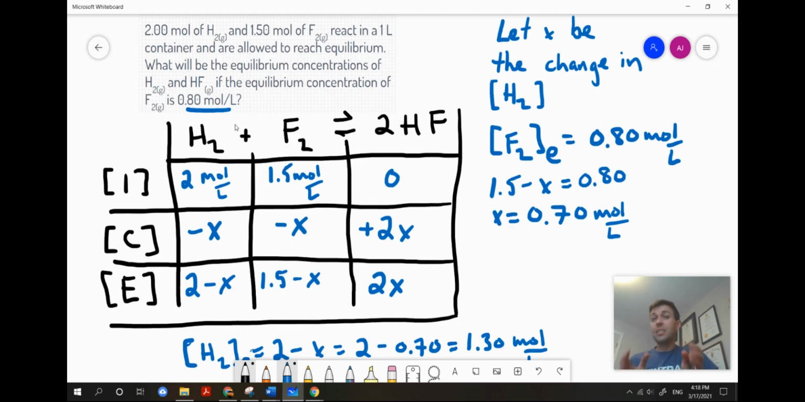We saw that the signs on the change always have to be opposite on one side of the equation and the other, because if one side of the equation is decreasing in concentration, the other has to be increasing. Once we filled in our ice table, we used the information that we had at hand, in this case the equilibrium concentration of fluorine gas, to solve for our other unknowns.